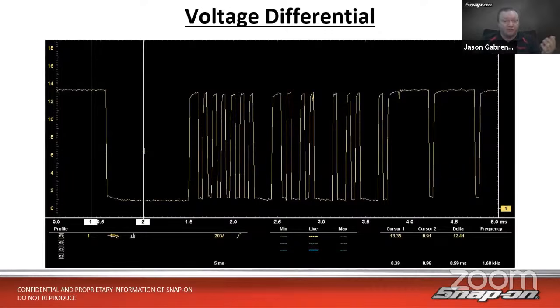Do I need to see a 12-volt signal? Do I need to see a 5-volt signal? Do I need to see a 7-volt signal? Or is it something completely different, not just a single wave, square wave? So there's just an example right here of a waveform. This is a LIN bus. We'll talk a little bit more about that as we go on.